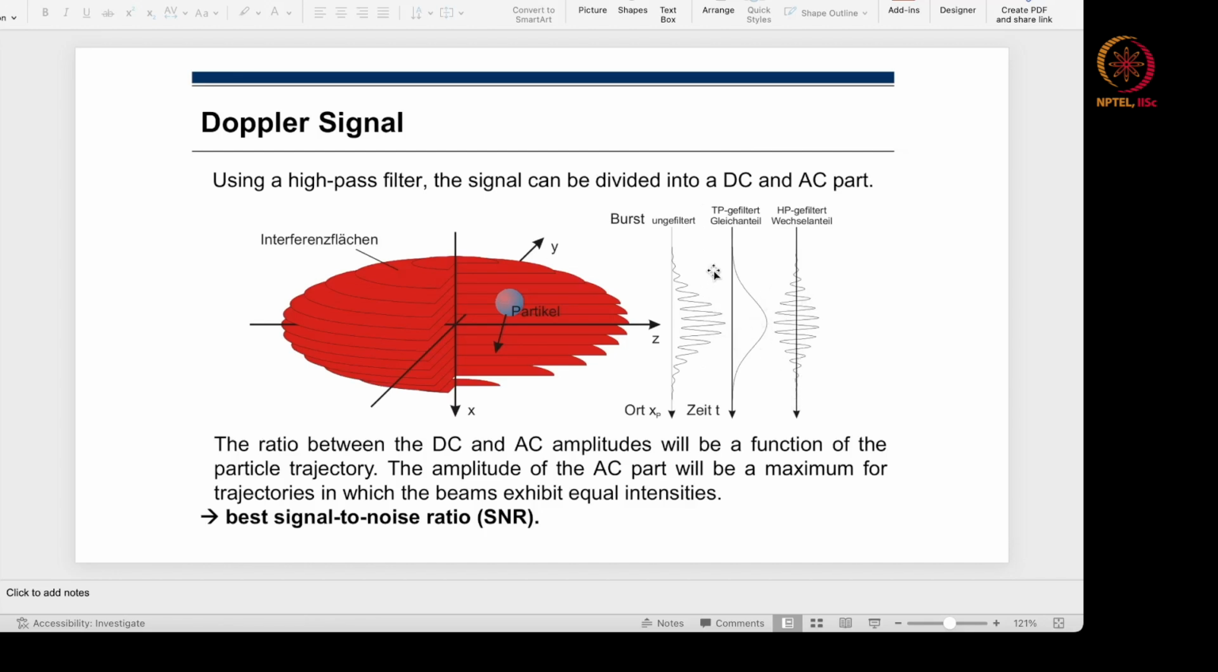It is almost like the ratio between a DC amplitude and an AC amplitude, and this will be a function of the particle trajectory. The amplitude of the AC part will be maximum for trajectories in which the beams exhibit equal intensity. So this is required for the best signal to noise ratios. You have an enveloping function, and then you have a fluctuating function on top of it, pretty much like a DC and an AC component, right?